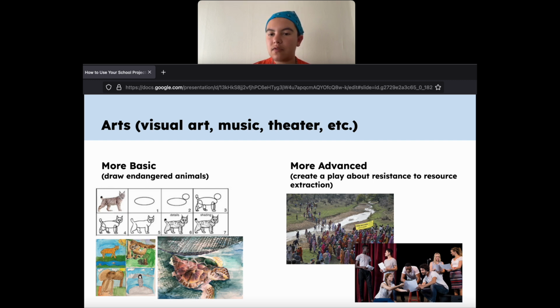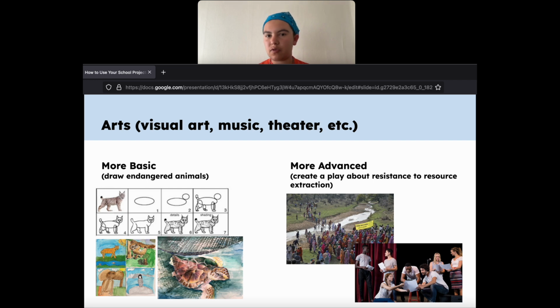For something more advanced, you could create a play about resistance to resource extraction. There are lots of stories around the world of people really banding together to make sure that some type of environmental destruction doesn't happen to their homeland. So this picture is from India, and it's people opposing a mining operation that was going to pollute their main source of water, which the movement has been pretty successful so far.